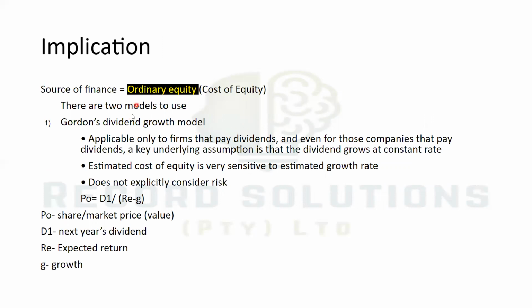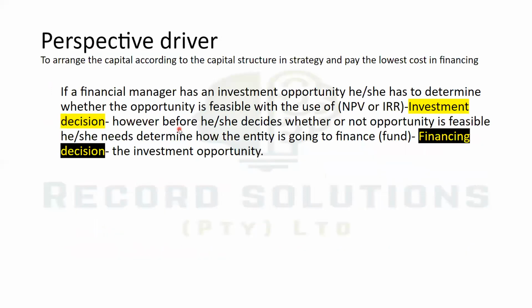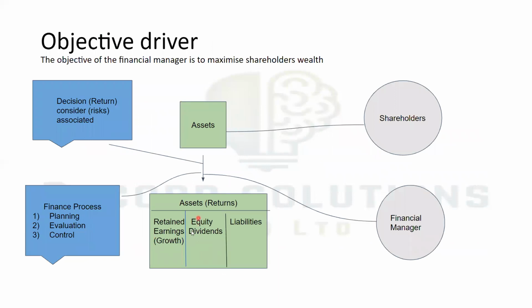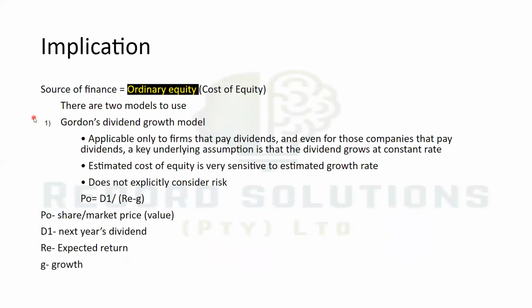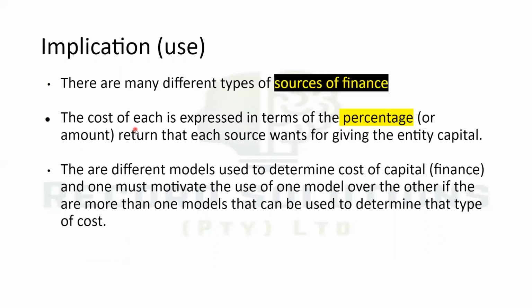We can continue. So with equity, let me go back here. There are two forms of equity: preference shares and ordinary shares, right? And then with loans, for the cost of capital for liabilities, I'll come back to it. Let's just finish the equity. So for ordinary equity, there are two models, right? The first model is the Gordon's dividend growth model. Now, this is what I meant here.